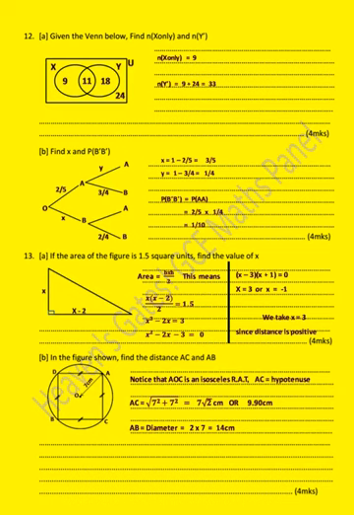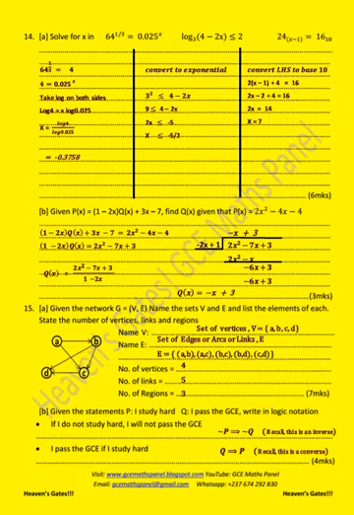B, in the figure shown, find the distance AC and AB. Here we have to notice that AOC is a right angle triangle, and it's also an isosceles triangle with sides 7 centimeters and 7 centimeters, and AC here happens to be the hypotenuse. So our AC will be the square root of 7 squared plus 7 squared, and that will give us 7 root 2 or 9.9 centimeters. And AB is the diameter, and that gives us 2 times the radius, which is 14 centimeters.